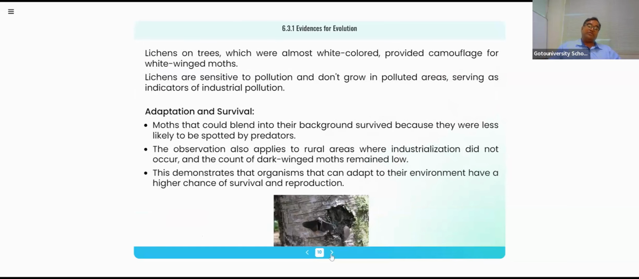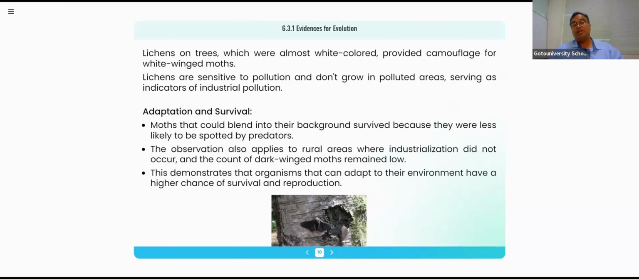If any one of you has any doubt, please let me know. Now we are coming to the lichens on the trees. The lichens on the trees are almost white in color and provided camouflage to the white-winged moth, right? The camouflage mechanism means changing the color depending upon the background. Certain species, certain birds and certain insects show this.